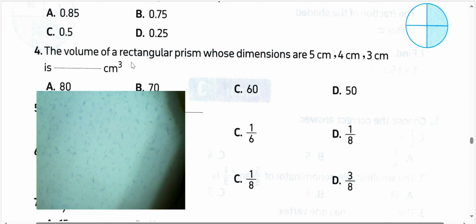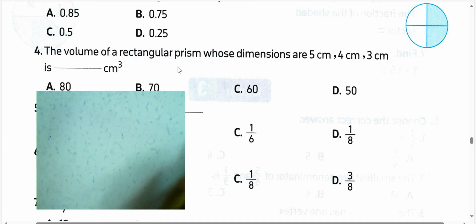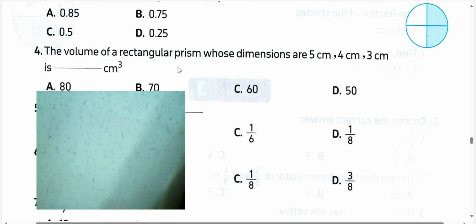ناخد بالنا حبايبي ان الريكتانجل بريزم ده اللي هو الكيوبويد، يعني قول لي هات الفوليوم الكيوبويد اللي هو ريكتانجل بريزم. نيجي نرسمه اعمل كده. The base is rectangle and rectangle prism has 8 vertices and 6 faces and 12 edges.